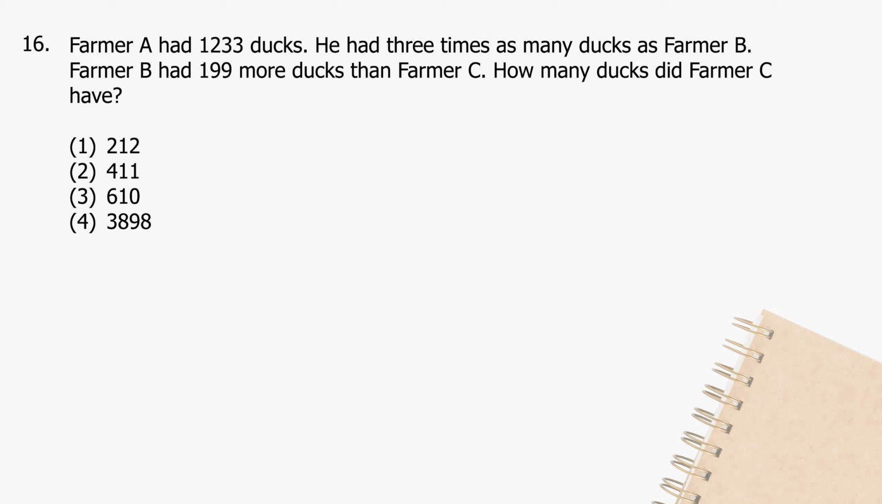Question 16. Farmer A had 1,233 ducks. He had 3 times as many ducks as Farmer B. Farmer B had 199 more ducks than Farmer C. How many ducks did Farmer C have?